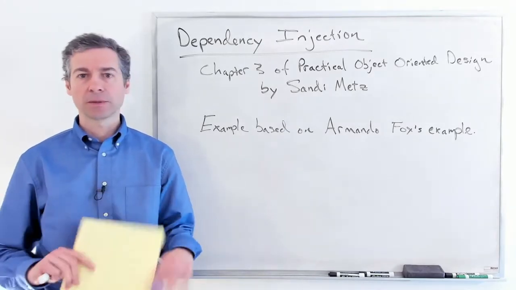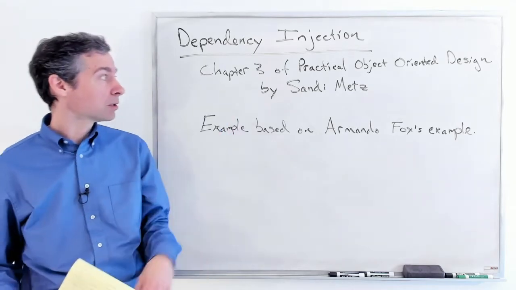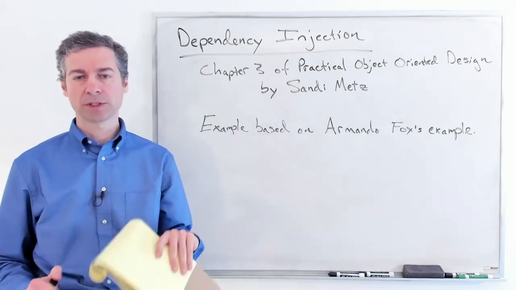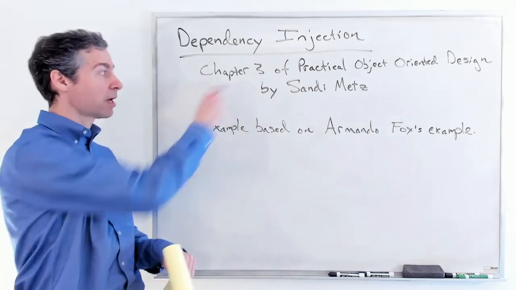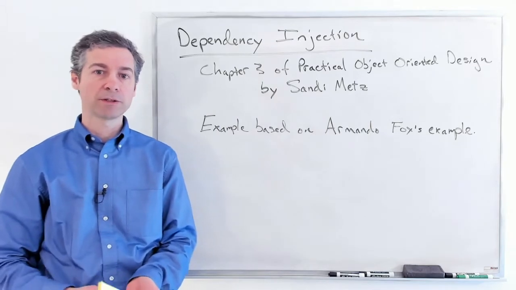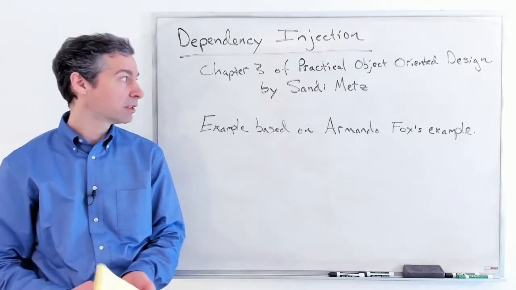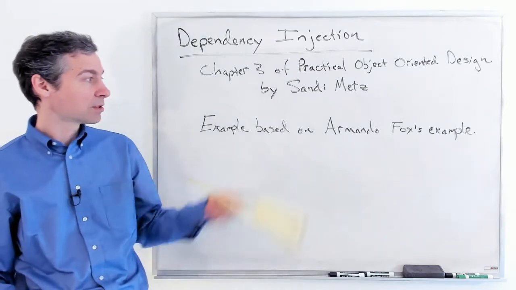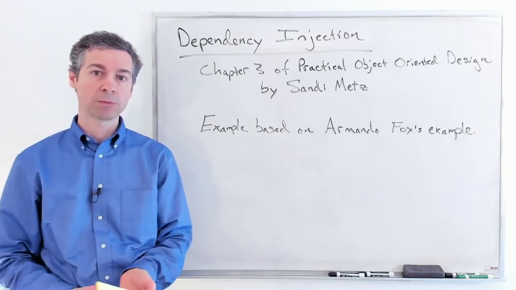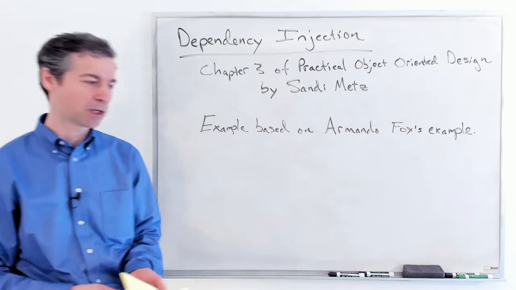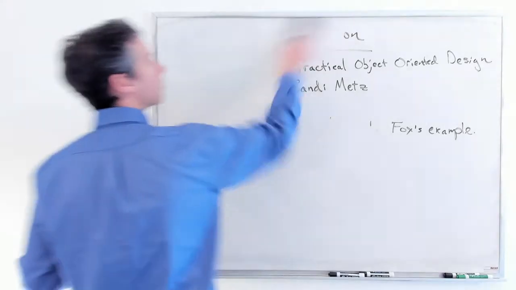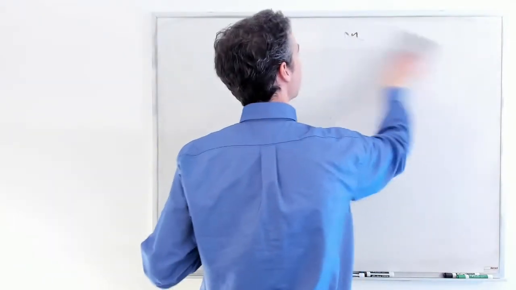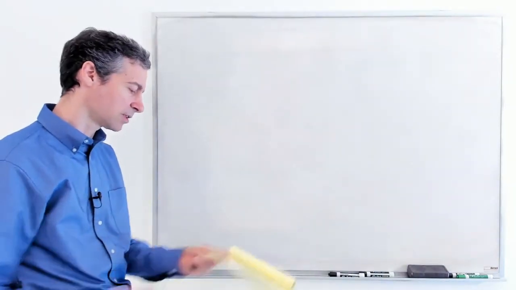The material that I'm going to be going over is based in part on Chapter 3 of Practical Object-Oriented Design by Sandy Metz. And you can access this chapter via the library and our O'Reilly Higher Education links. And then also the example I'm going to be using is based upon one by Armando Fox, although I've modified it a fair amount. All right, so let's start with, rather than a definition of dependencies and injection and things like that, let's actually go with an example.